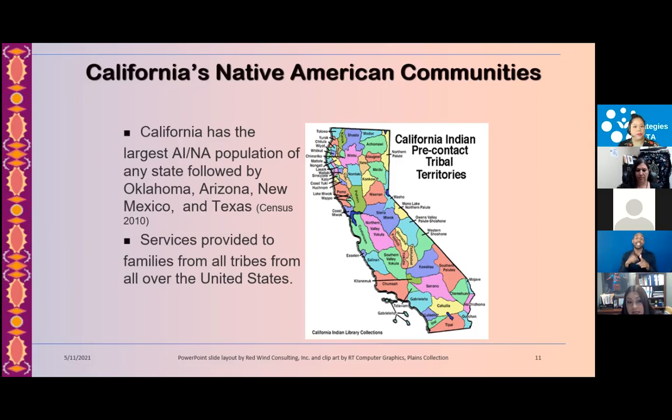And so this map right here on the right is California pre-contact. And when we say pre-contact, it's before colonization. So this was all native lands here in California.